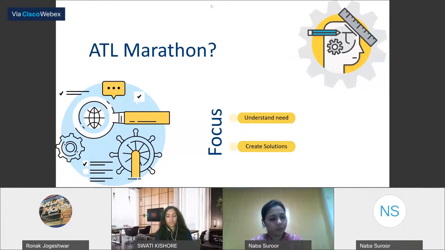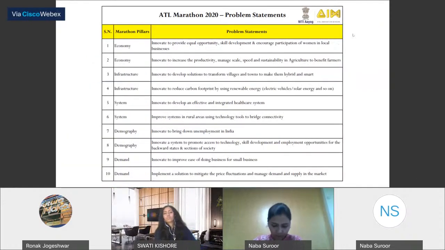When we talk about the ATL Marathon, we always think of creating a community problem, a solution to a community problem statement. Our focus is always to understand the need of our nearby community and create a relevant solution around it. This year, we have taken inspiration from the Atmanirbhar Bharat problem statements.